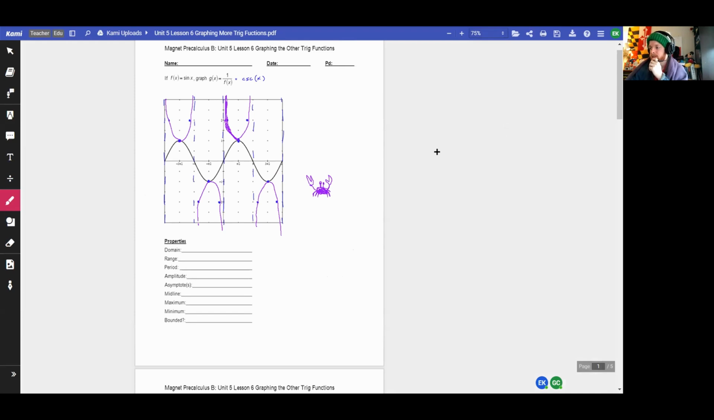I think it's all our real numbers except for where our sine is 0. So then our cosecant is going to be undefined. So when is that happening? At 0. At pi. At 2 pi. Negative pi. Negative 2 pi. Negative 3 pi. 3 pi. 4 pi. 5 pi. So integer times pi? Yeah.